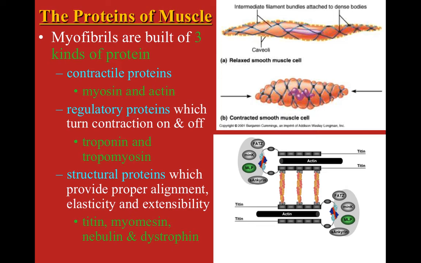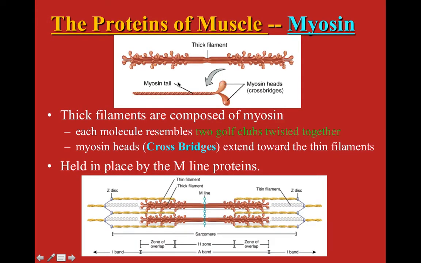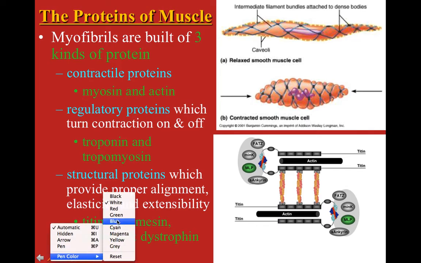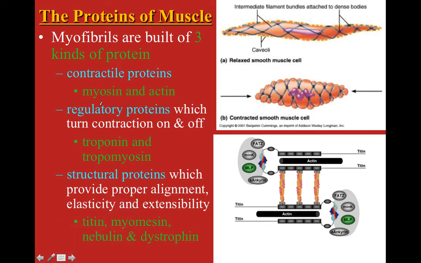Your myofibrils are built of 3 kinds of protein. The first kind are the contractile proteins, which are the myosin and actin, which give us those thick and thin filaments. Then we have our regulatory proteins.